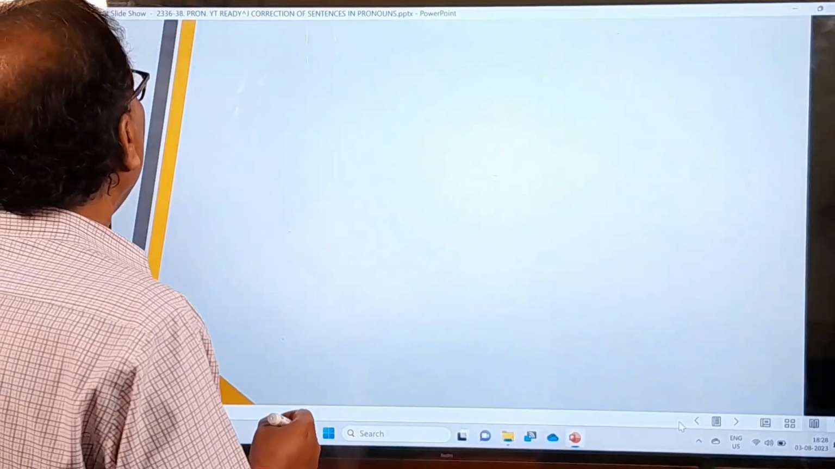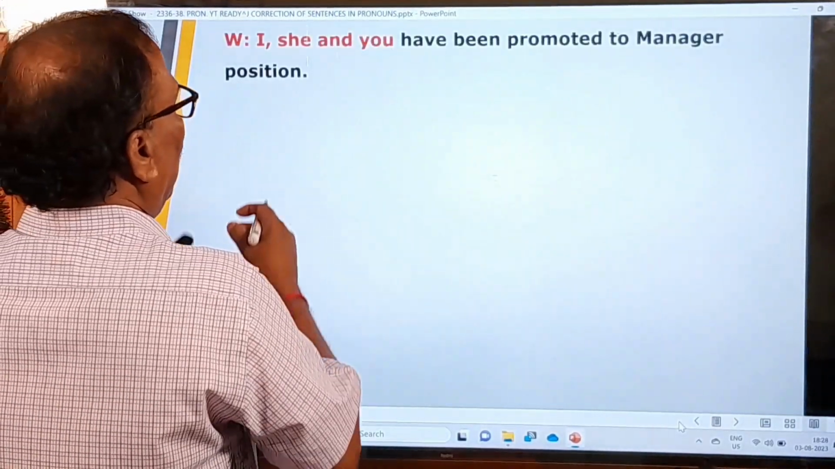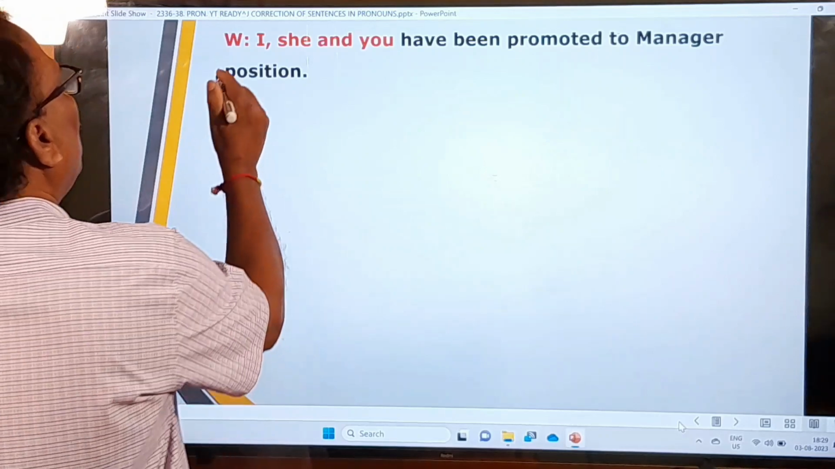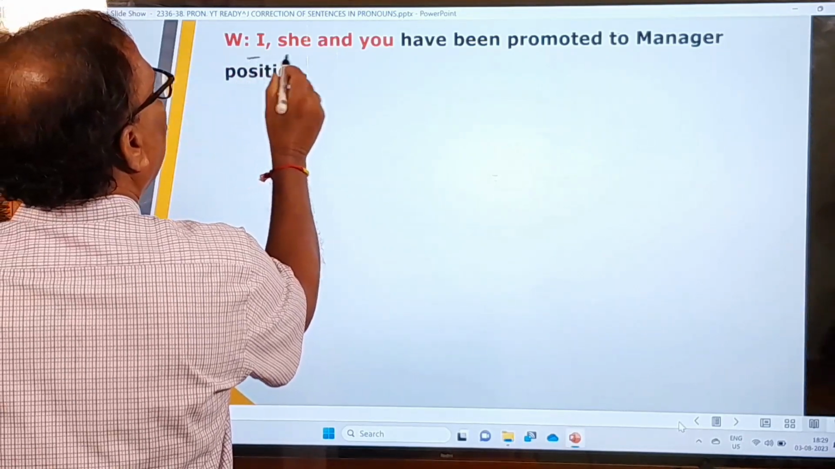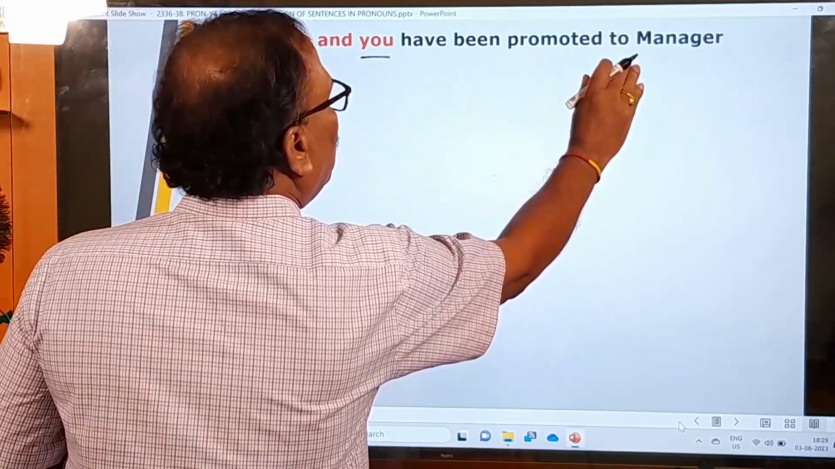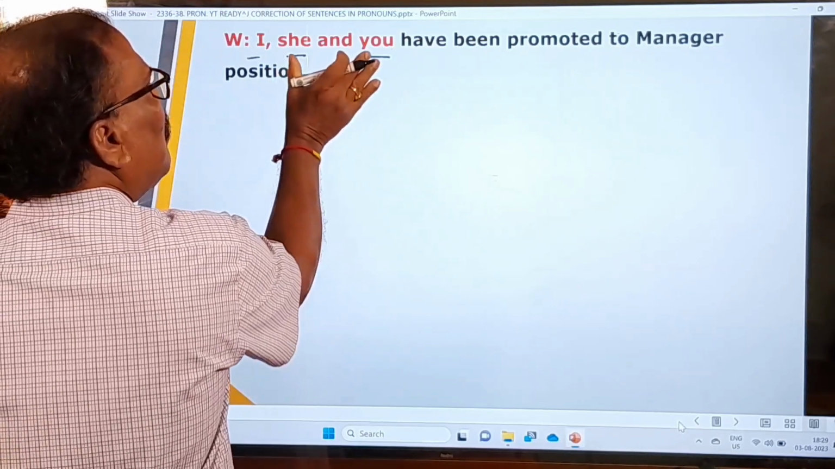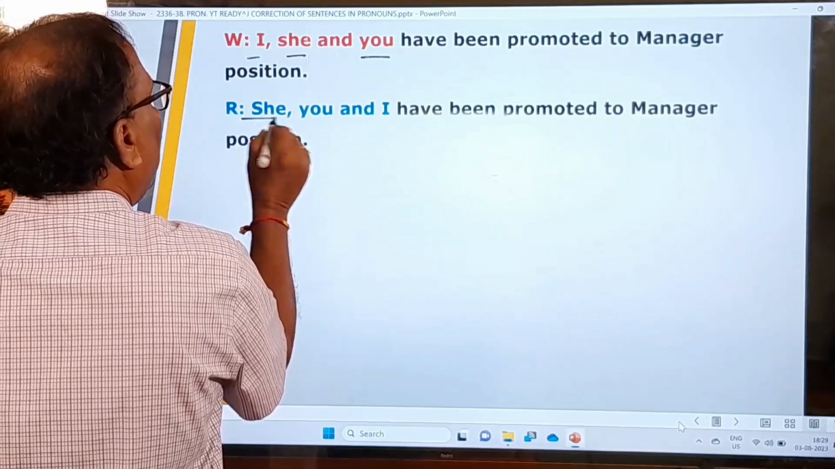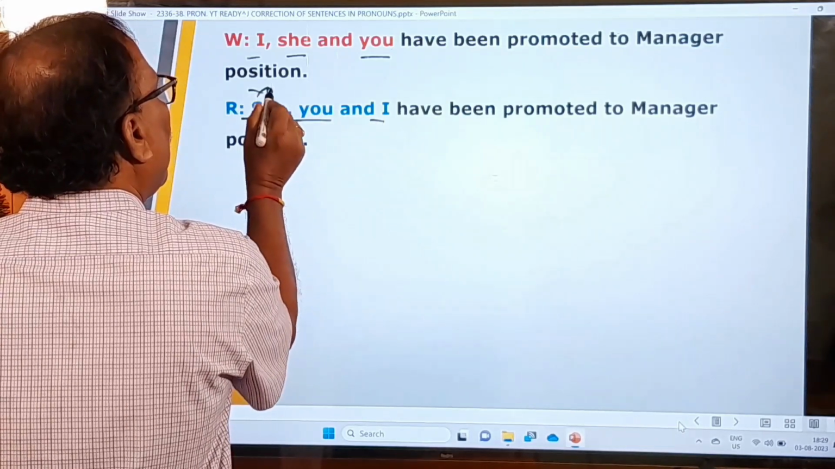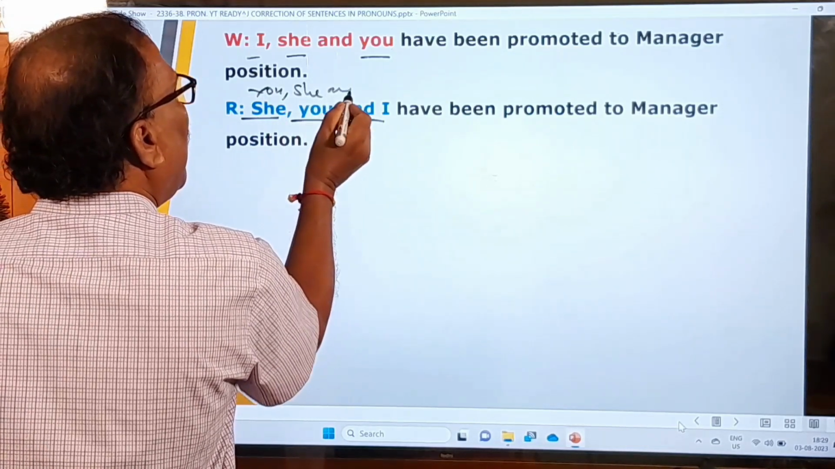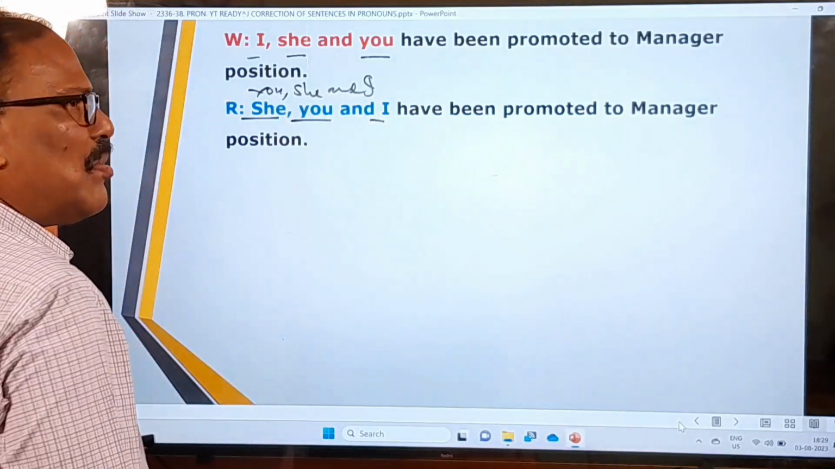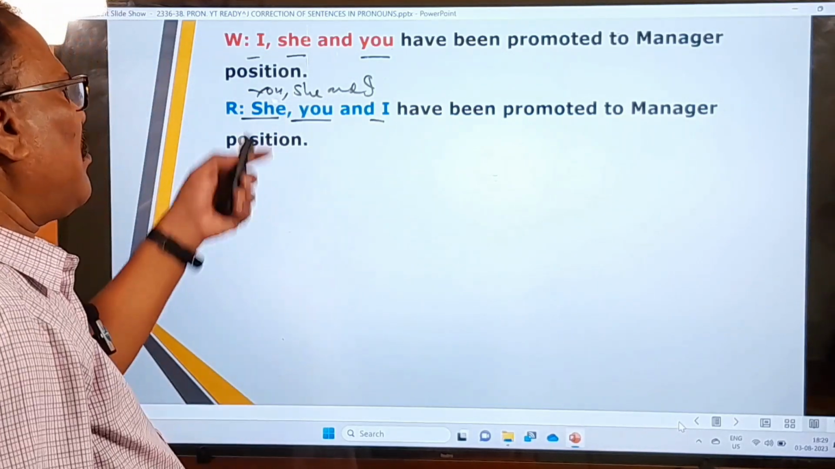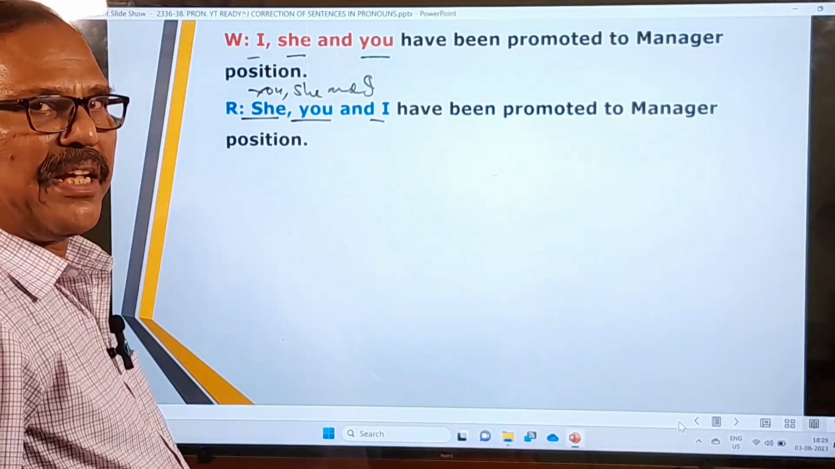Here are given some more examples for your understanding. One more example: "I, she, and you have been promoted to manager position." This is good news actually. So what should be the order here? "She, you, and I." You can also say "You, she, and I." This order is also okay, according to the speaker's preference or priority.